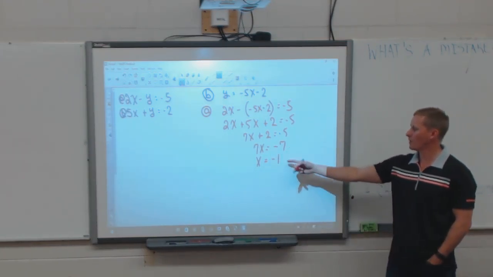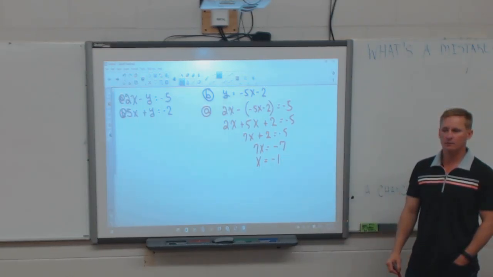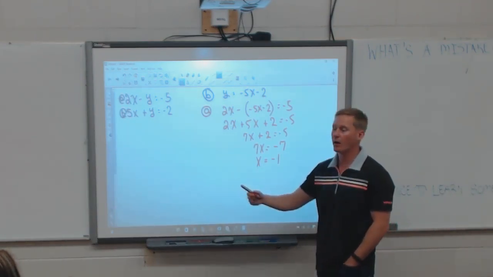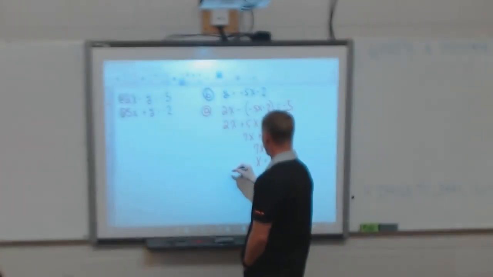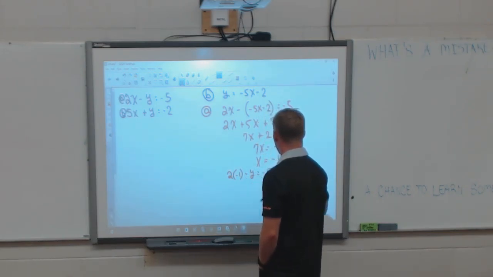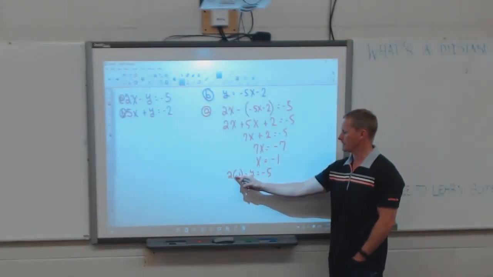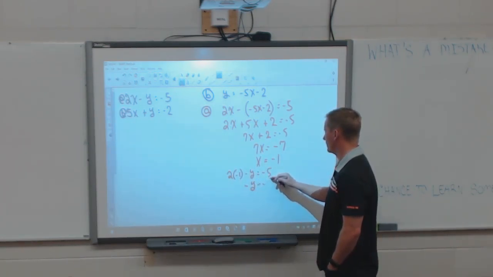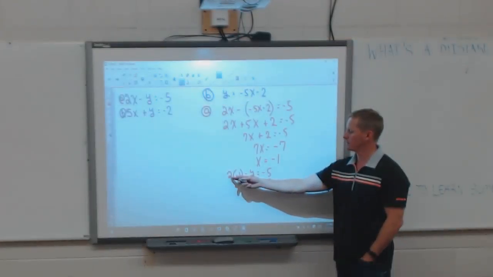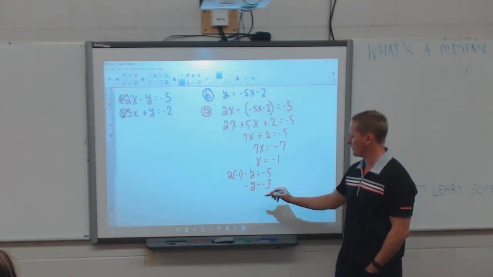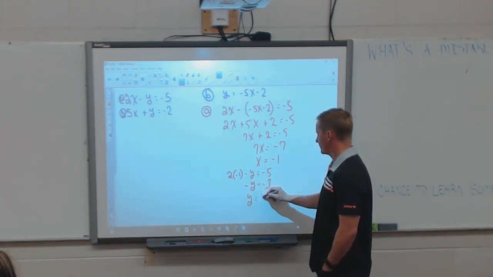Now what do I do with x equals -1? Plug it into an equation, either one, in order to get my y value. We'll use the first one. So I got 2 times -1 minus y is equal to -5. 2 times -1 is -2. I'm going to add it to this side, so that gives me minus y is equal to -3. So I get y equals -3. Therefore, y is equal to 3.